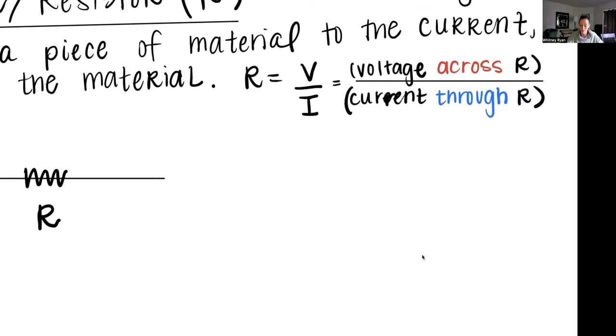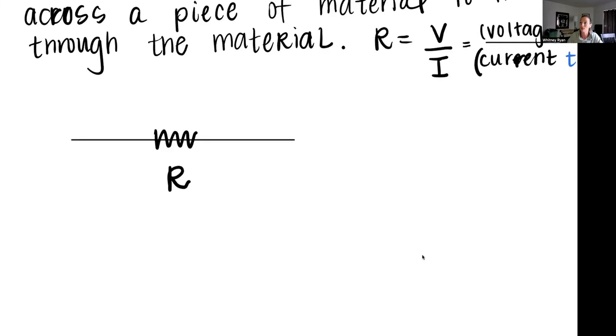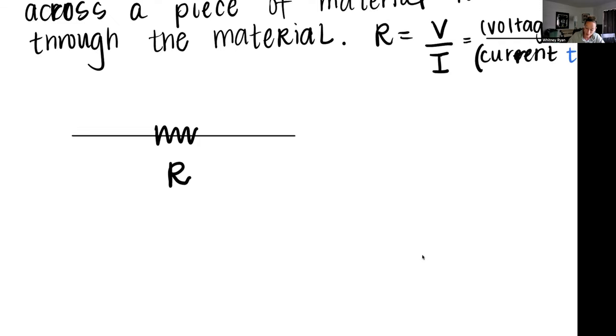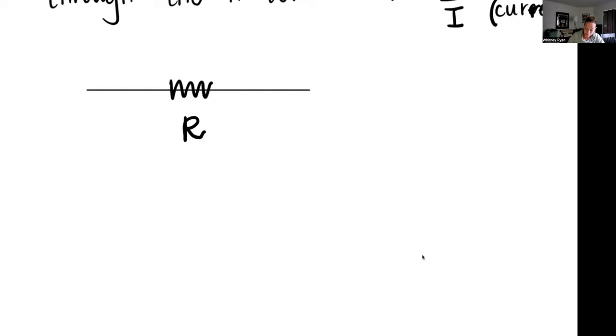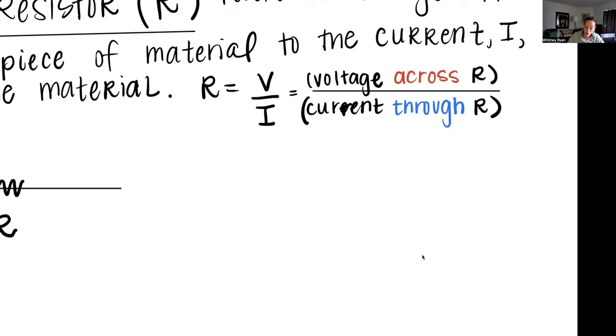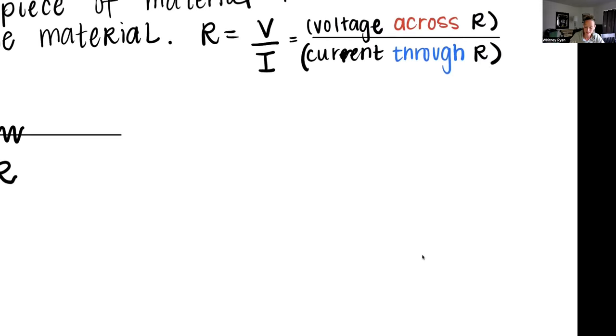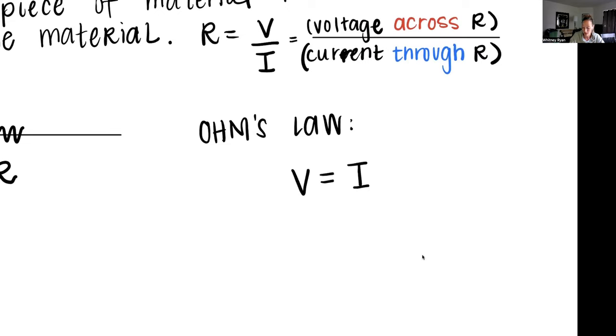Now the resistor is the component that is going to utilize this current for something. It could be anything. I'll give you Ohm's law now. Ohm's law is just a rework of that definition, solving that equation for V. So Ohm's law is V equals I times R.